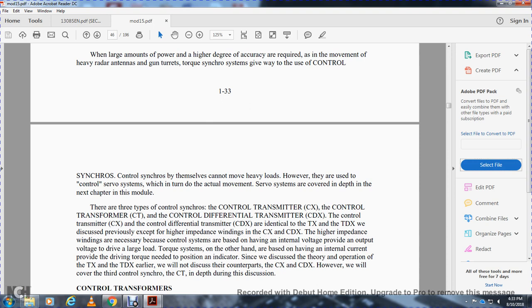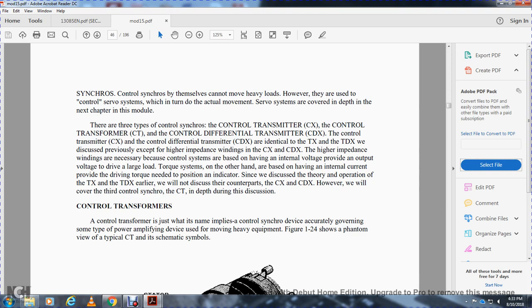Since we already explained the theory of operation of the torque transmitter and the torque differential transmitter, we will not discuss the parts of the control transmitter and the control differential transmitter again. However, we will cover the third control synchro, the control transformer, in depth. The control transformer, as the name implies, is a control synchro device actually governing the power amplifying device that can move heavy equipment. Figure 120 shows a cutaway view of a typical control transformer and its schematic symbol.